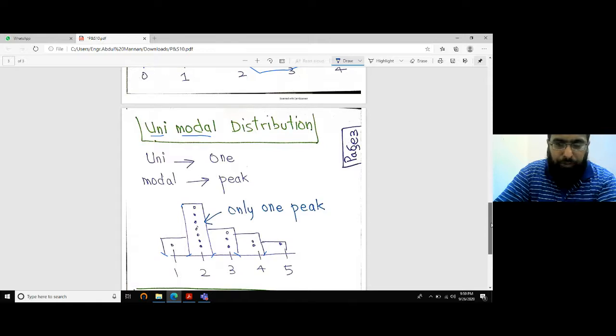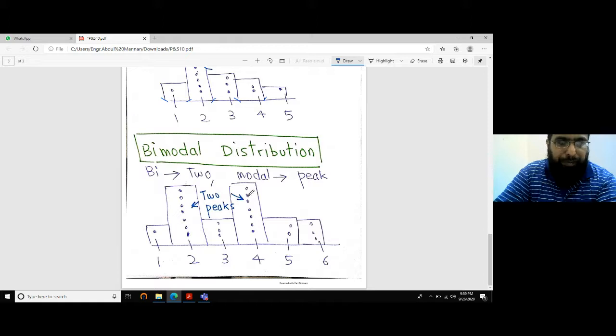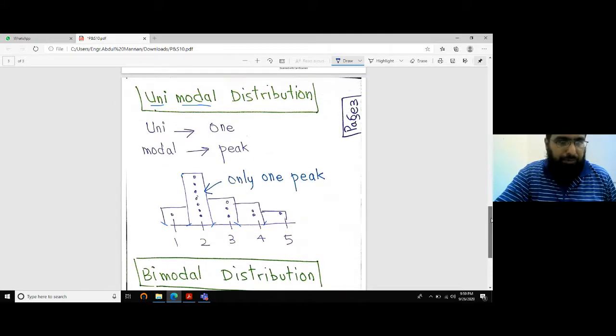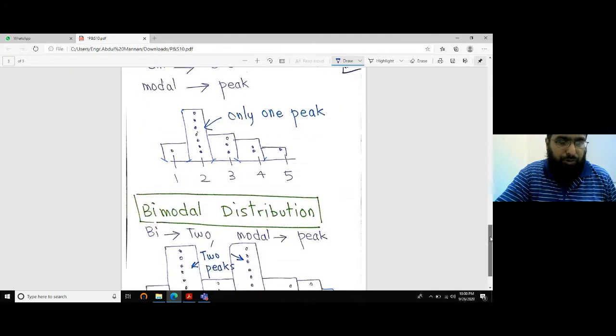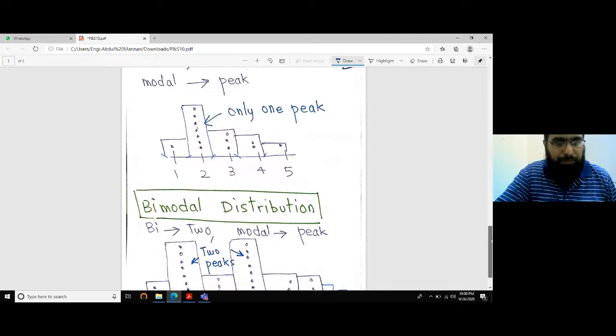But in contrast to that, there can be data where we have two peaks. Instead of having one peak, we have two bins of almost equal height, and the remaining bins are of smaller heights. It can be like this. We can have bins like this, but there are two peaks. So we call this data bimodal. In many histograms, we see unimodal distribution or bimodal distribution. If we have one peak, it's unimodal. If we have two peaks, it's bimodal.